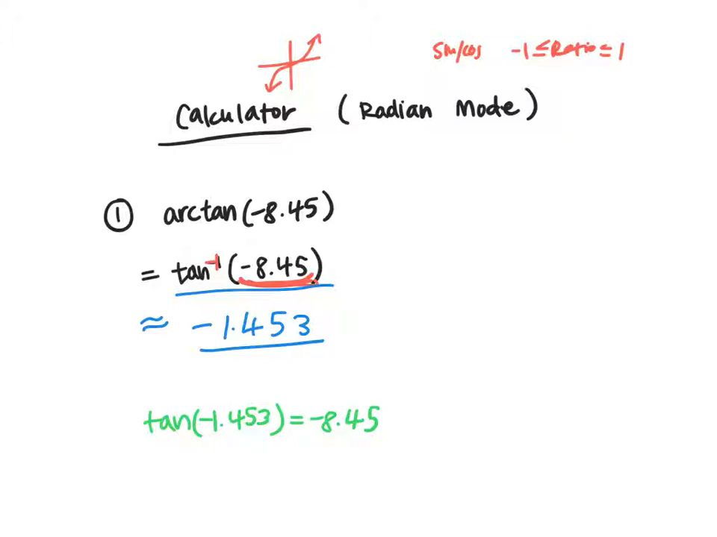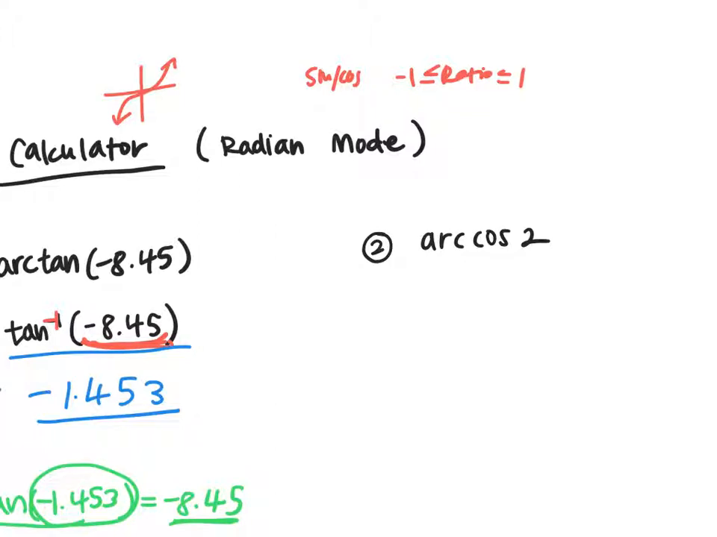Just a reminder of what you've just done. You are saying that the tangent of negative 1.453 radians is equal to negative 8.45. So you can go backwards and check it, right? Find the arc cosine of 2. The answer is undefined. If you plug this into your calculator, you will get an error message, or a domain error message, because remember for cosine and sine, the ratio needs to be between negative 1 and 1. Again, calculator, so if you get an error, you know it's going to be undefined.